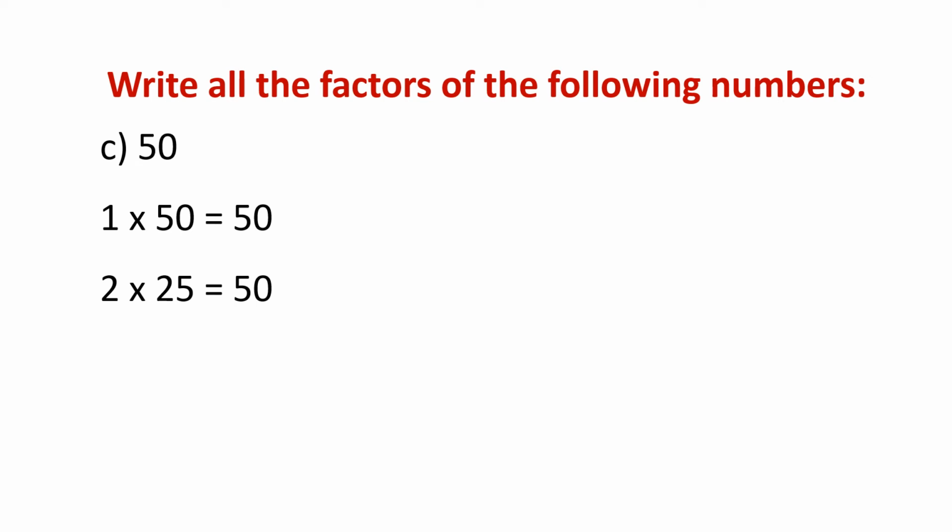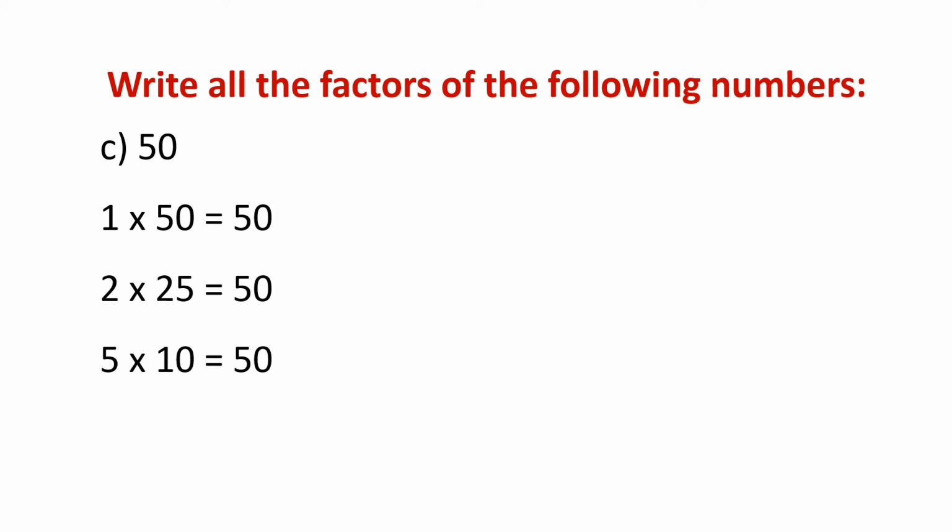So 50 can be written as 5 multiplied by 10 is equal to 50. Now we take the next natural number 6. Is 50 completely divisible by 6? No, because 6 eights are 48 and 6 nines are 54. So 50 is not in the table of 6. So leave 6. Then we take the next natural number 7.